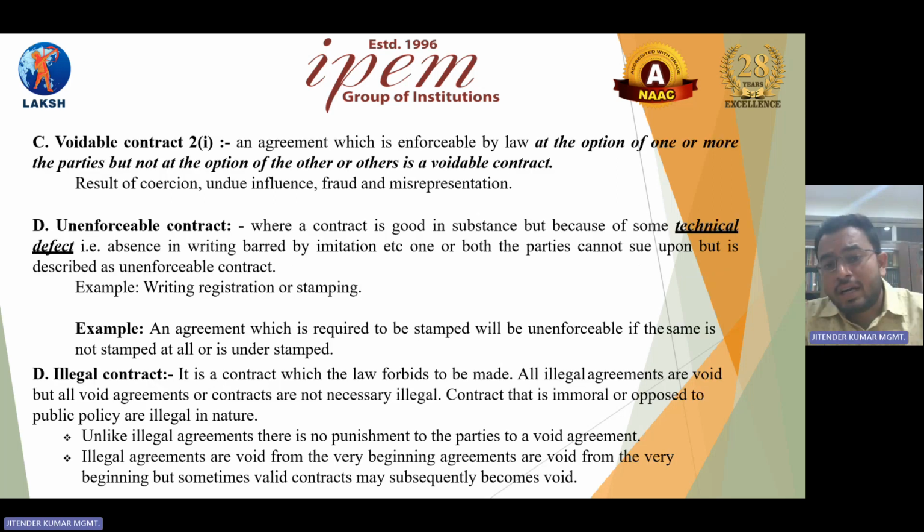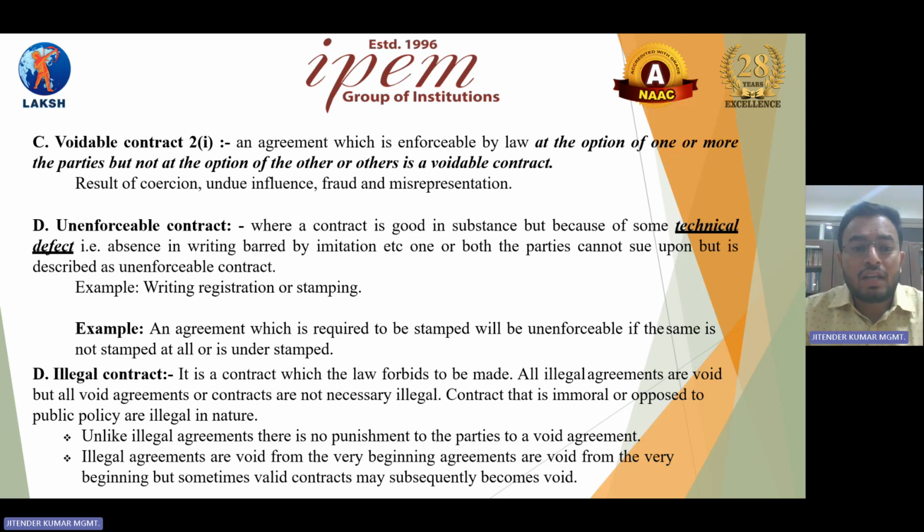Further, we move to the voidable contract, where the option lies with one or more parties but not with the other party. Here one is the deceived party and one is the agreeing party. So basically the deceived party has the right to sue in court or not, right? Another is the unenforceable contract, where the contract is good in substance but a technical defense must be there. So we can say this is an unenforceable contract. An agreement which requires a stamp is unenforceable if it is not stamped, right?